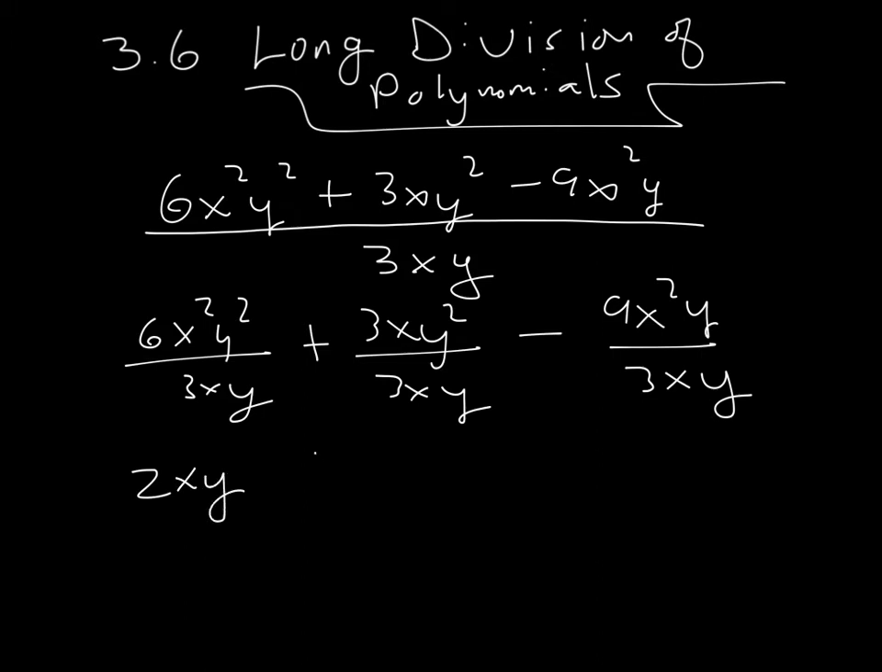Then we move on to the next one. We have 3 over 3, that cancels out. We have x over x, that cancels out. But we still have one more y in the numerator than we do in the denominator. So we have a y. Minus 9 divided by 3 is 3. We have x squared divided by x, which is x. And the y's cancel out. We have y over y, which is done.